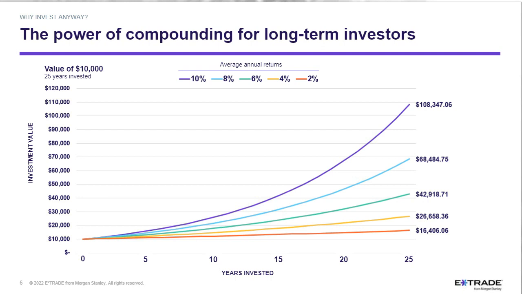So if you achieved a 10% return for 25 years, if you invested $10,000, at the end of that period, you have over $108,000. If you only achieved an 8% return, you would have $40,000 less. That 2% difference is really important. These small percentage differences over the long run are very important in the long-term outcome of the investment strategy.